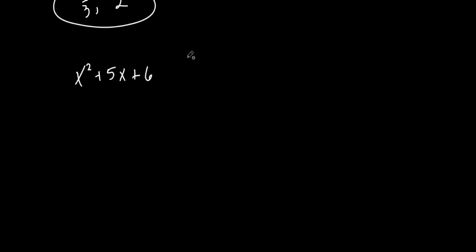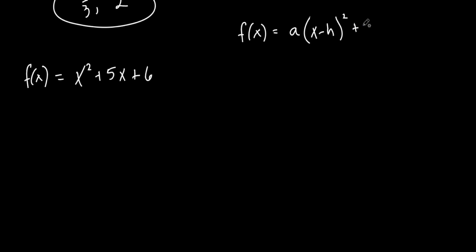All right, so what are we trying to do? We're trying to change it into that form. F of x equals. What are we trying to change it into? That vertex form. What's the vertex form? A times x minus h squared plus k. So I want to change this to make it look like that. How do I do it?